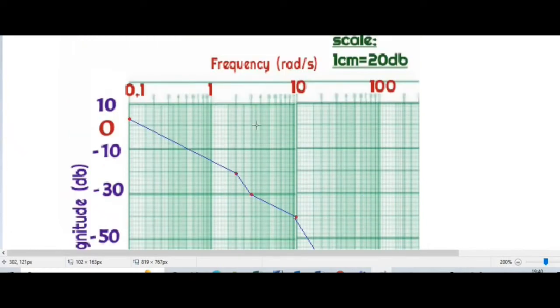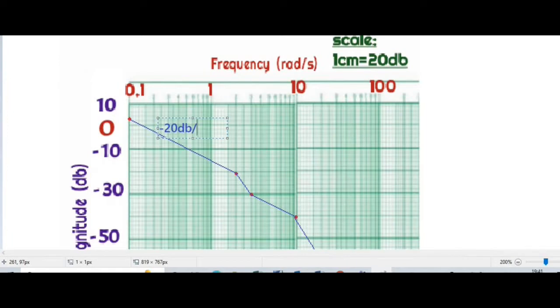Now for these lines, we have to show the slope also. So we will show the net slope. For the first line, the net slope is minus 20 dB per decade. Each block increases the frequency by a factor of 10, so each block is known as a decade. So for the first, I will say minus 20 dB per decade.